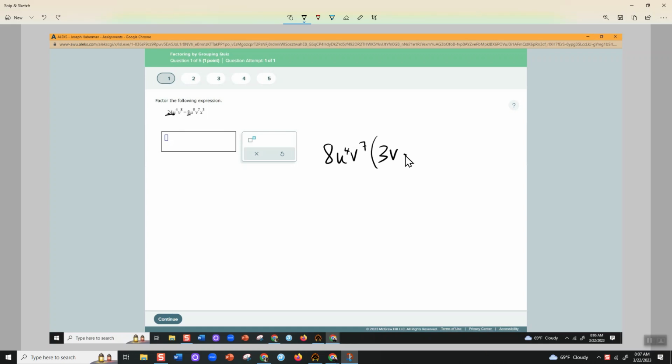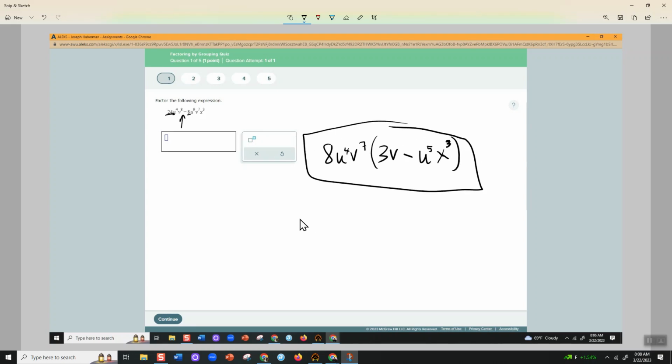Alright, we do keep that negative sign from the middle right here. That negative sign there is going to stay in the middle. 8 divided by 8 is 1. Again, we don't need to put that. u to the 9th divided by u to the 4th is going to be u to the 5th. v to the 7th divided by v to the 7th is 1, don't need to put it, and x cubed was not a common factor at all, so it just remains as x cubed. And that is the factored version of that expression.